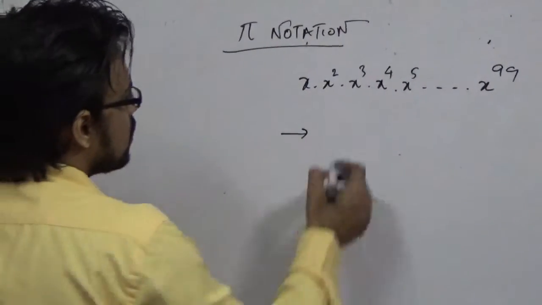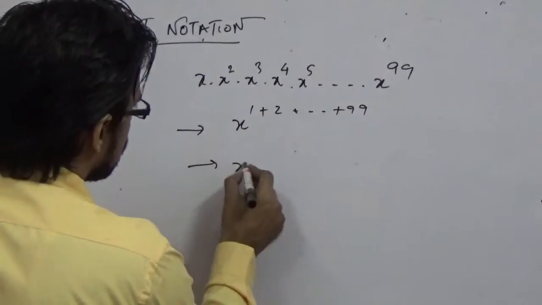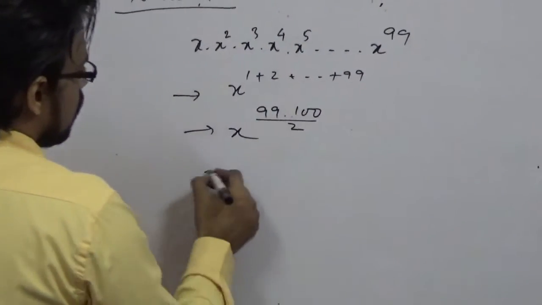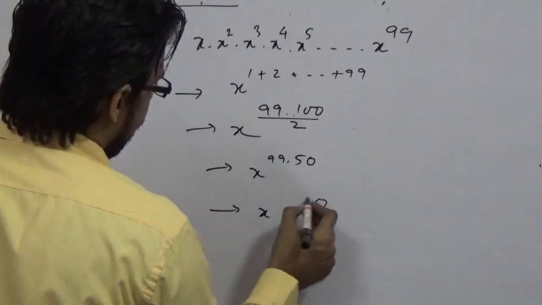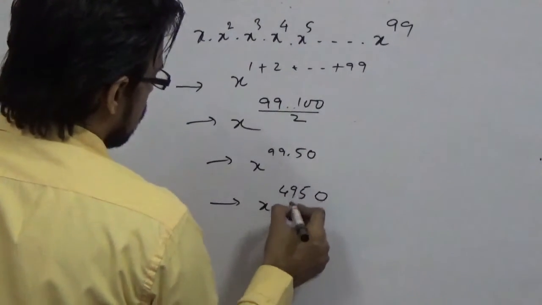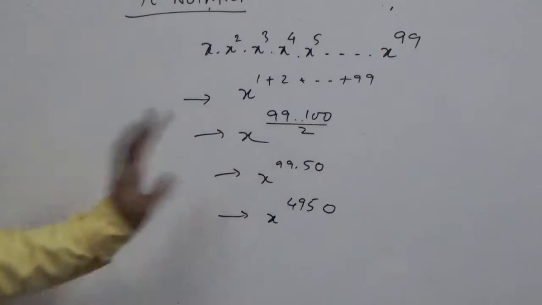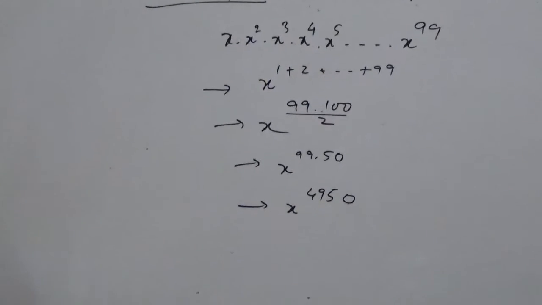Okay, so this is 1 plus 2 dot dot dot 99, and this is 99 into 100 by 2, that is x to the power 99 into 50, x to the power 4950 will be the answer. But what happens if they don't ask you to find the summation? They ask you to write in the summational format using a pi notation.